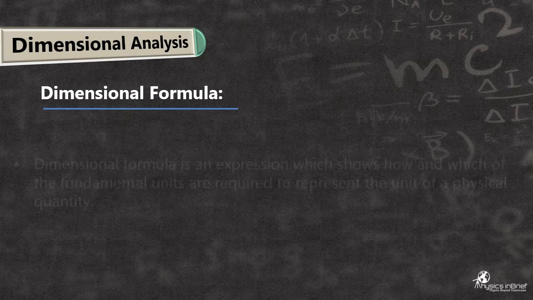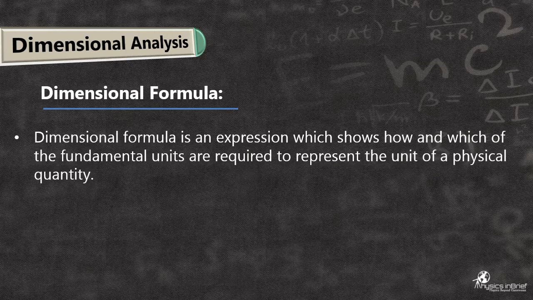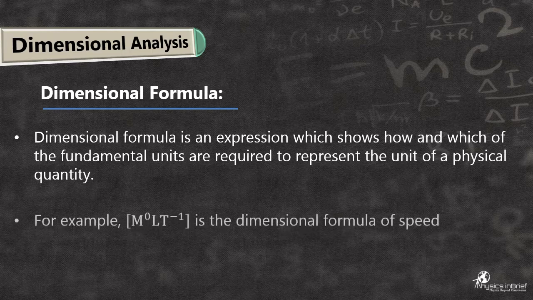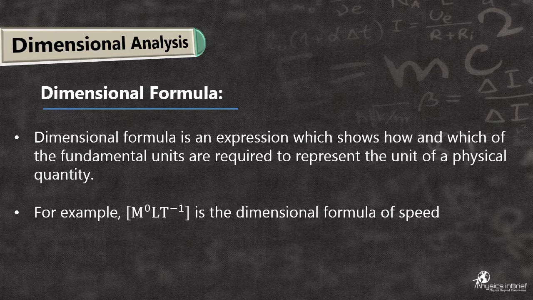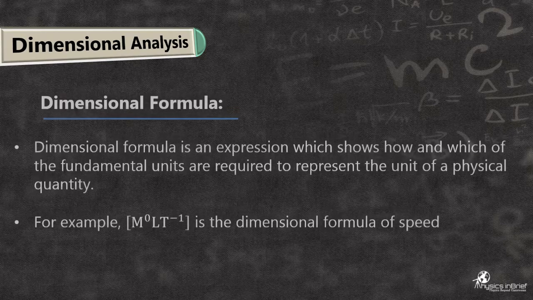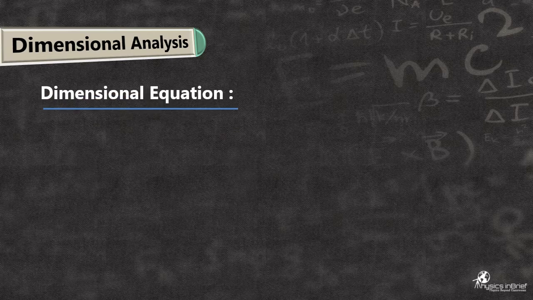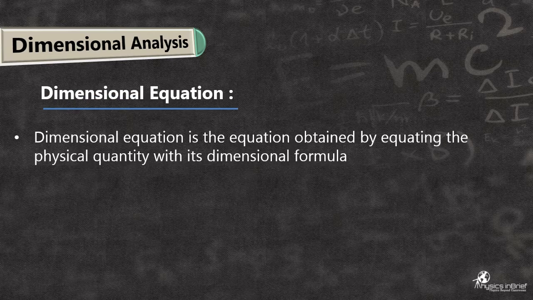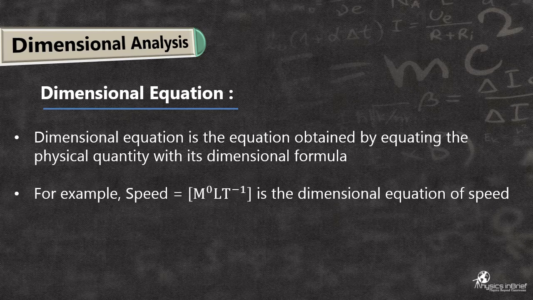Dimensional formula. Dimensional formula is an expression which shows how and which of the fundamental units are required to represent the unit of a physical quantity. For example, M^0 L T^-1 is the dimensional formula of speed. Dimensional equation. Dimensional equation is the equation obtained by equating the physical quantity with its dimensional formula. For example, speed = M^0 L T^-1 is the dimensional equation of speed.